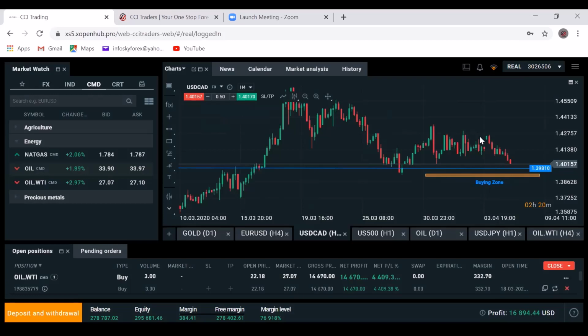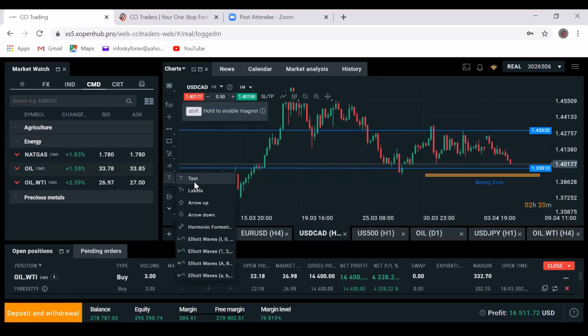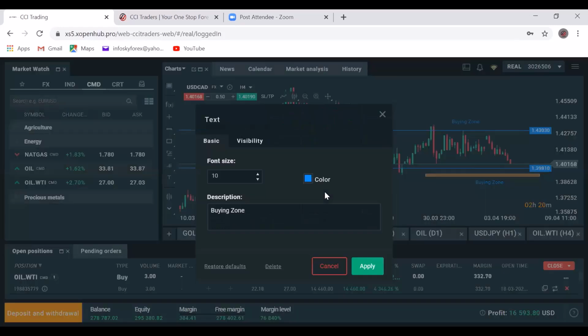Then when you place a buy, you could see that the last resistance level was here. This is the last resistance level, followed by this point. So this point will be known as a resistance level. So for US Canada now, here will be a sell zone.